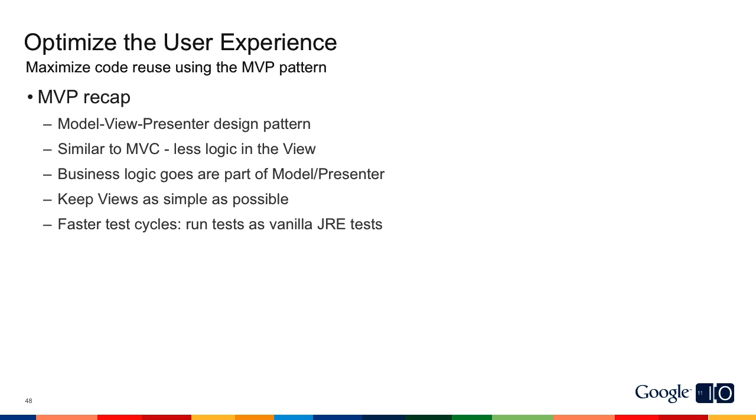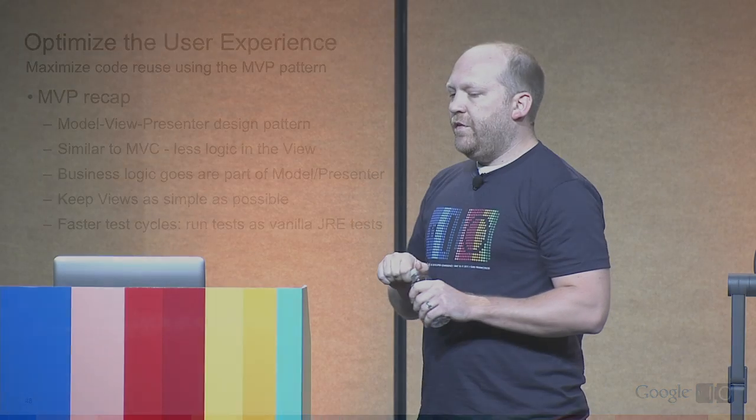It's a design pattern. So it's a model view presenter. That's what the M, the V, and the P stand for. It's very similar to MVC, only you're going to have a little less logic in your view. All of your business logic is going to go to the model and the presenter. You want to keep the views as simple as possible.